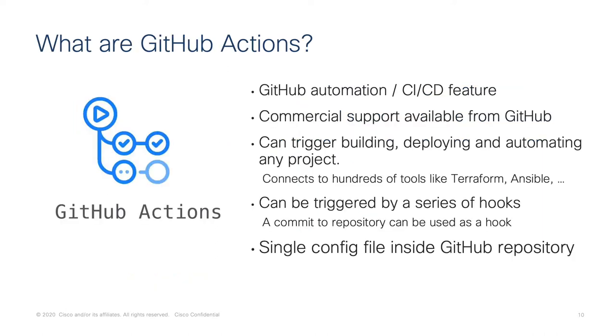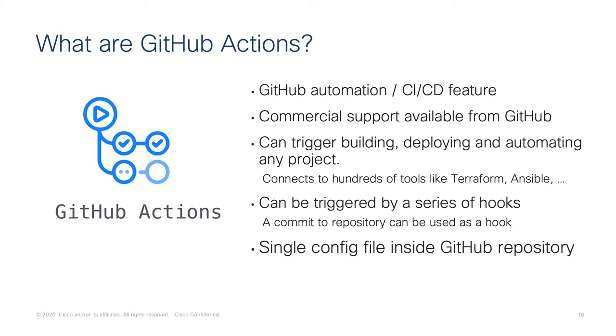The next tool I want to present is GitHub Actions. GitHub Actions is not really a tool. It's more of a feature of GitHub that allows you to trigger CI/CD or automation workflows directly from your GitHub repositories. And the idea is that inside your repository, you can populate a single file, which will be used by GitHub to trigger the action pipelines. And those action pipelines can do a lot of things. They can build, deploy, or automate any of your projects.